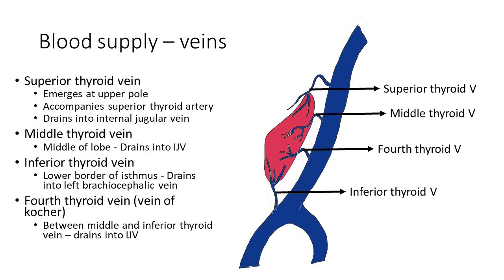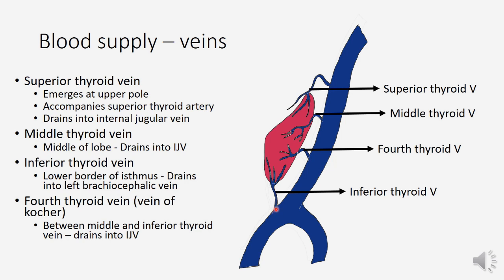Okay, as you saw in the diagram, the thyroid gland is mainly drained by 3 veins: superior, middle, and inferior thyroid veins. The superior thyroid vein emerges from the upper pole of the thyroid gland. It accompanies the superior thyroid artery and drains into the internal jugular vein, as you can see here. The middle thyroid vein emerges from the middle of the lobe and it also drains into the internal jugular vein. The inferior thyroid vein emerges from the lower border of the isthmus and drains into the left brachiocephalic vein.